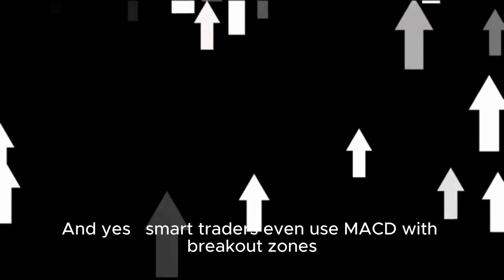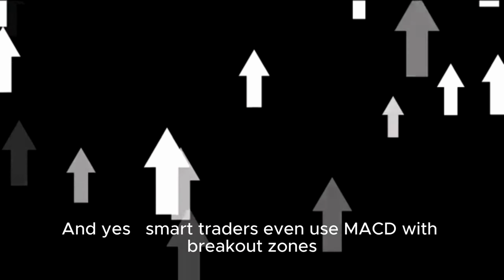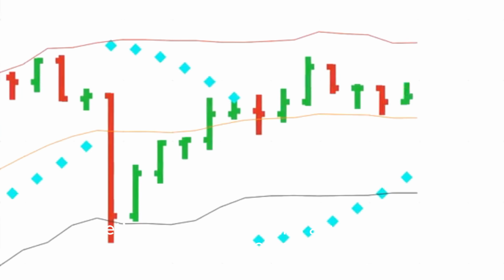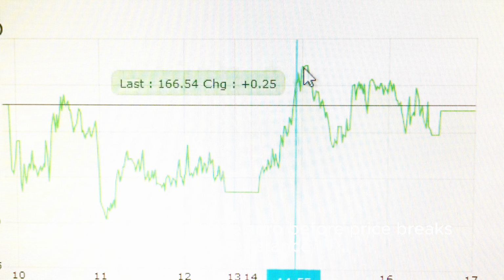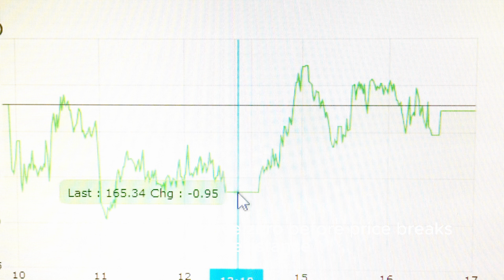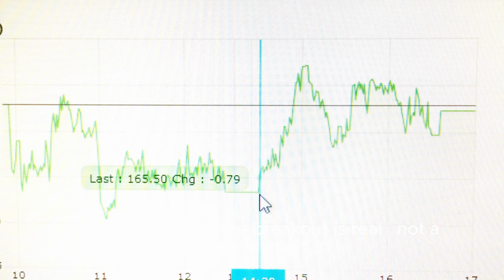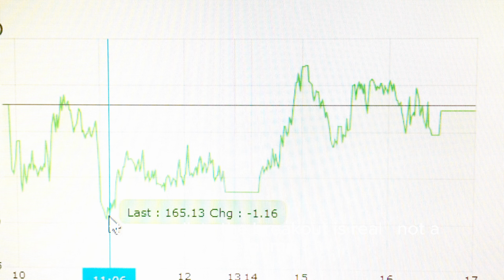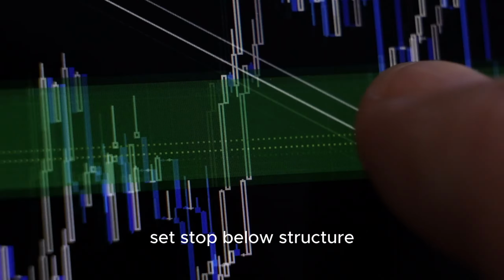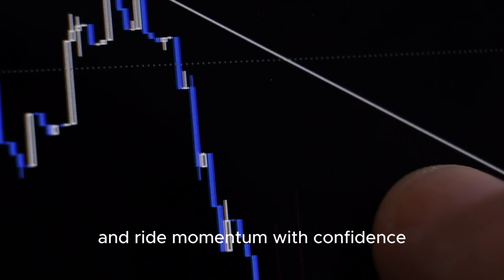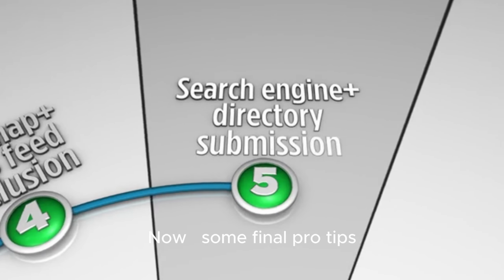And yes, smart traders even use MACD with breakout zones. Let's say price is forming a wedge or consolidation pattern. If MACD crosses above zero before price breaks the resistance, that often predicts the breakout is real, not a fake pump. You enter early, set stop below structure, and ride momentum with confidence.